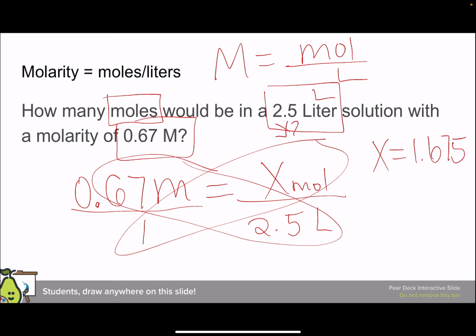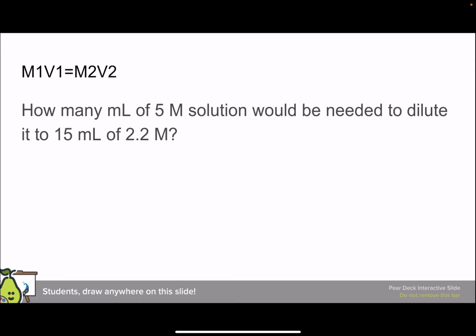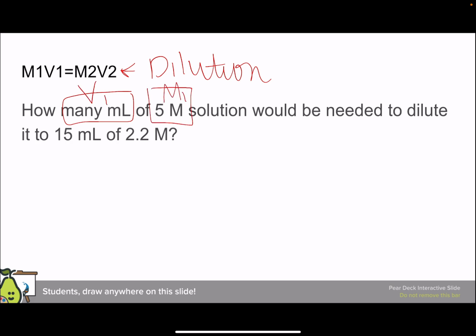We have 2 sig figs here, 2 sig figs here. So count over 1, 2, 7 rounds it up. So we'll have 1.7 mole for this solution. Okay, our final one, we have our dilution equation, which means we have our starting and our final. How many milliliters? That's going to be my V1 of 5 molar, that's my M1, would be needed to dilute, that's my V2, for my M2.